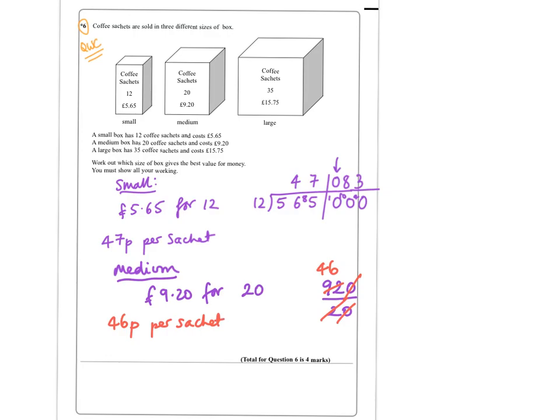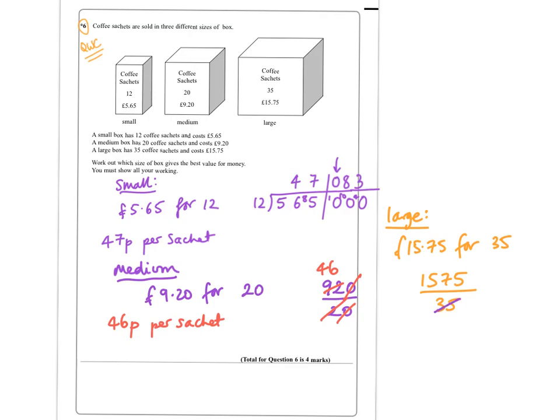And then lastly, for the large, now you would expect the large in bulk to be better value for money, wouldn't you? But please don't just assume that. You've got to work it out. So you've got £15.75 for 35. So we've got 1,575 divided by 35.